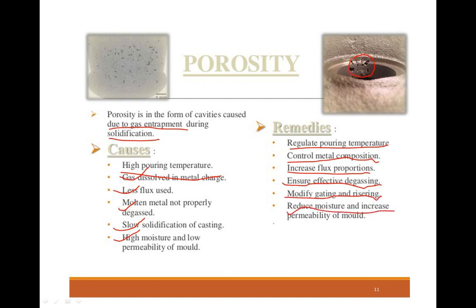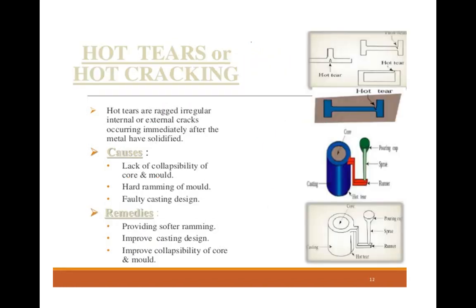Reduce moisture content and increase permeability of the molding materials. So these are the various remedies. Then the next one is hot tears or hot cracking. After casting, you are creating this type of tears, hot tears.